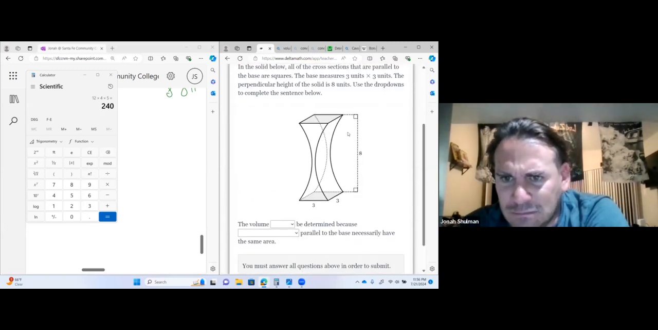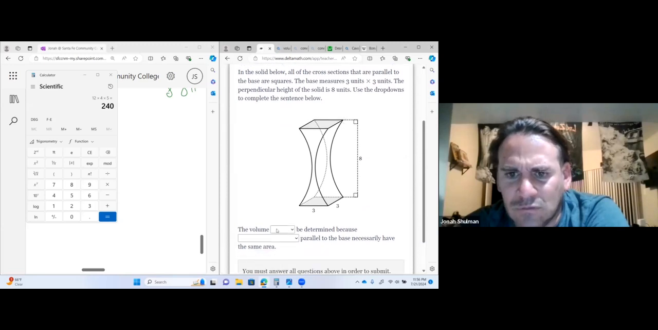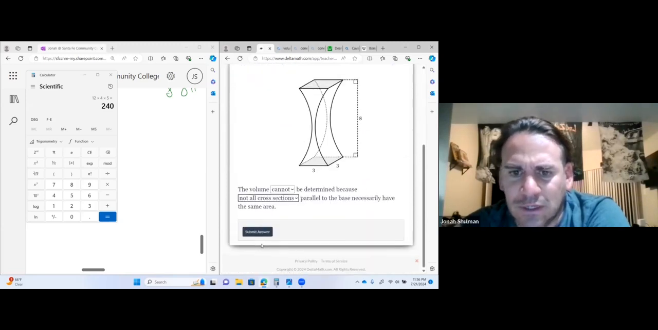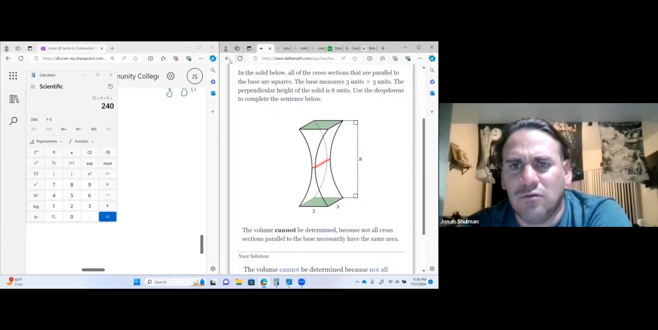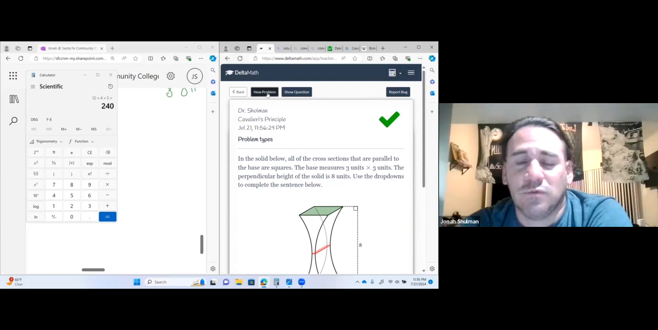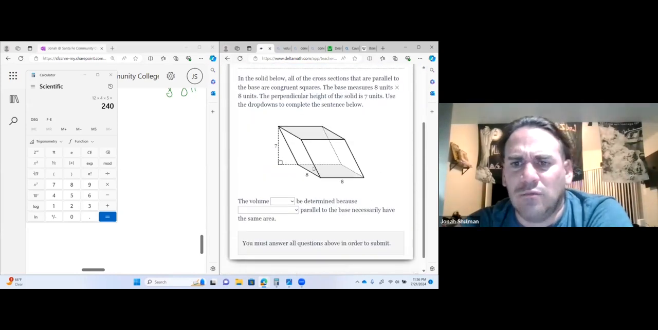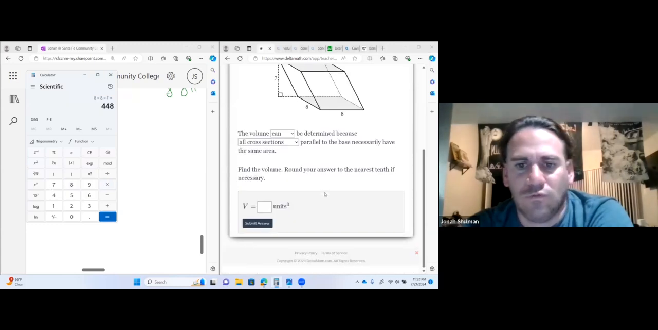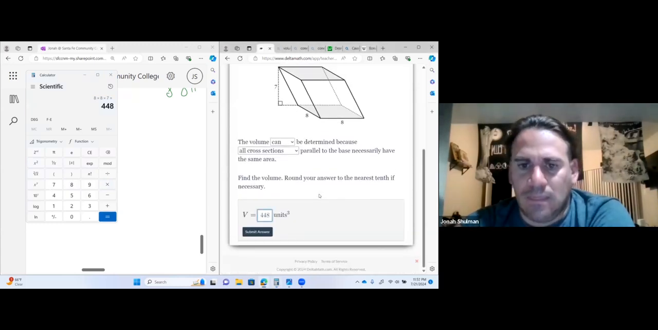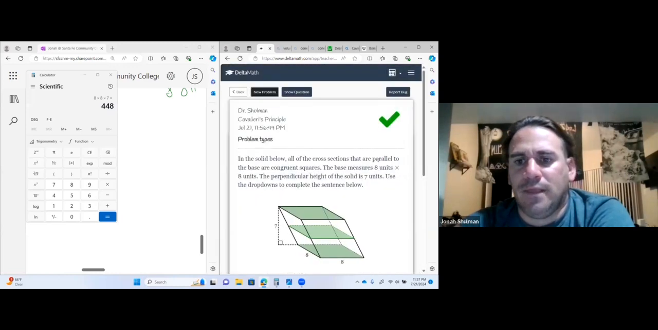These are not all the same. They are not all the same. So the volume cannot be determined. Not all cross sections have the same area. Thanks. Look at me go. I just learned Cavalieri's principle. Well, I've relearned it. These are all the same. So yes, they can. All cross sections are the same. It's 8 by 8 by 7. 8 times 8 times 7. And thank you, Cavalieri, 448. They're all the same.